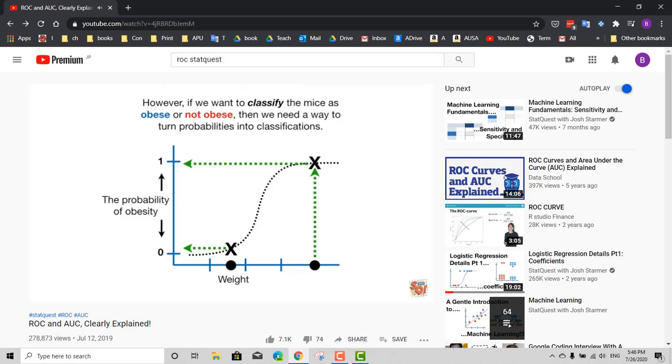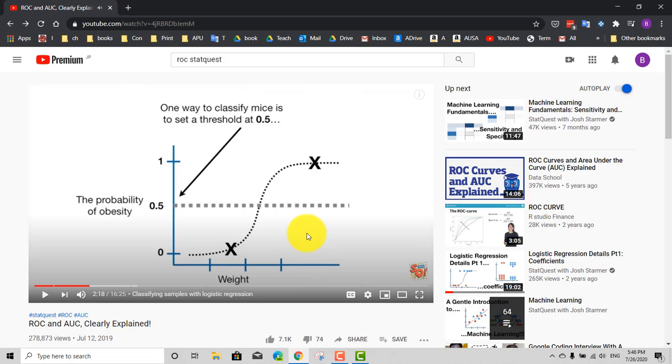However, if we want to classify the mice as obese or not obese, then we need a way to turn probabilities into classifications. So how are we going to do that? We said that we're going to use a threshold. Maybe the most natural threshold is 0.5, but we could change it. In fact, that's what we're going to be talking about, changing it. But anyway, the most natural one is perhaps 0.5, but it's not necessary to choose 0.5.